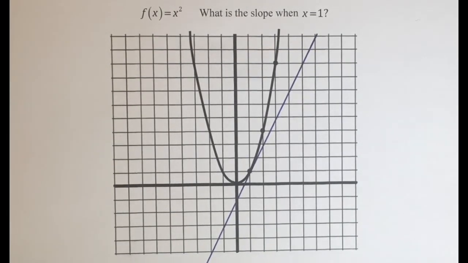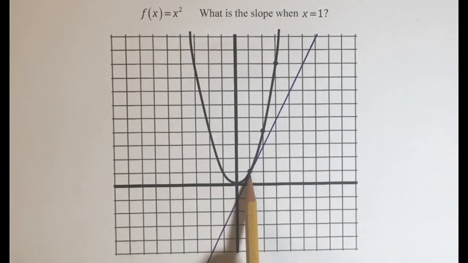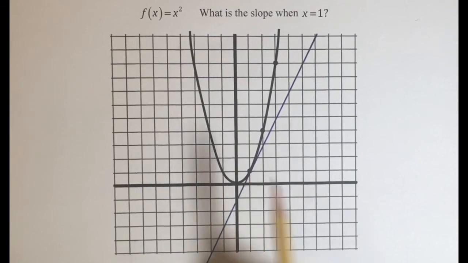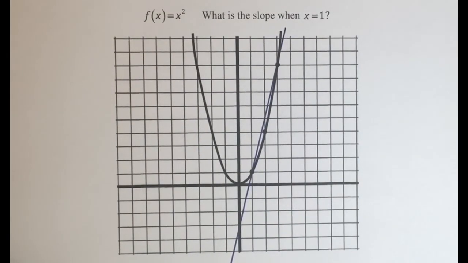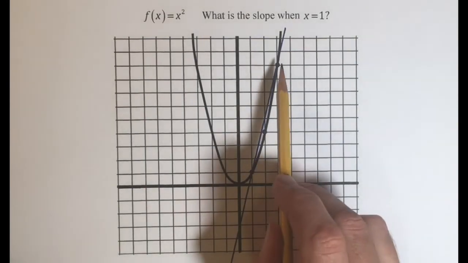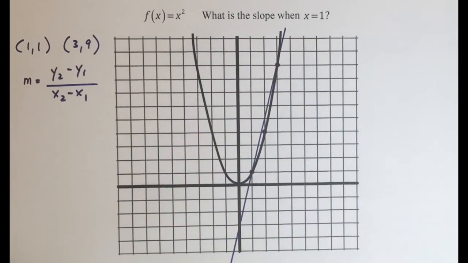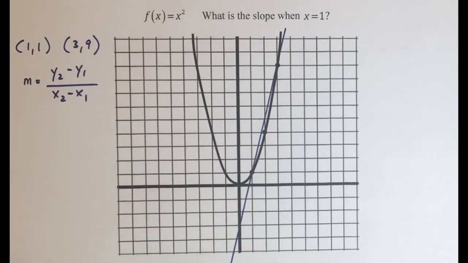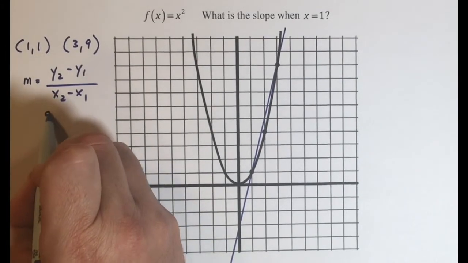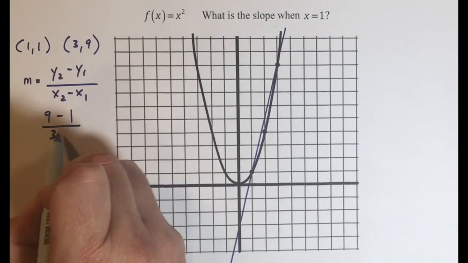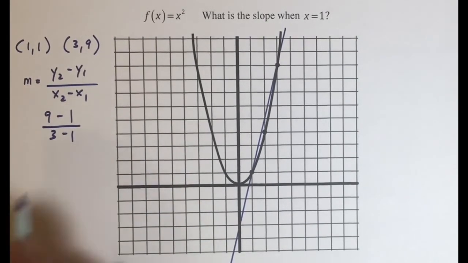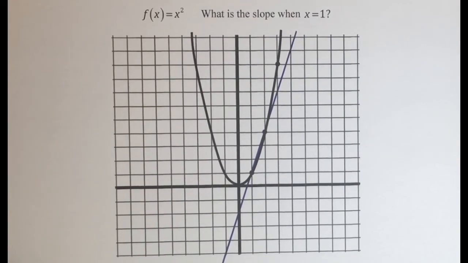I'm not 100% sure I drew my line correctly, but even if I did, it's going to be very difficult to calculate the slope of this line because the only point I know with certainty that it goes through is this point 1, 1. It would be much easier to calculate the slope of this line because I know it goes through the points 1, 1 and 3, 9. If I know 2 points on the line, I can use the slope formula. The slope of this line would be 9 minus 1 over 3 minus 1, or 8 divided by 2, which equals 4.